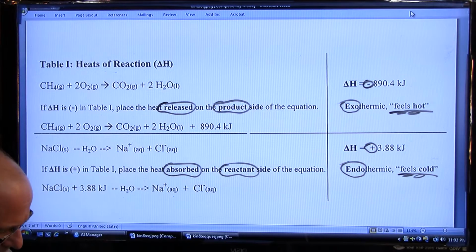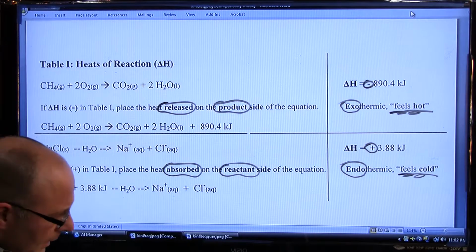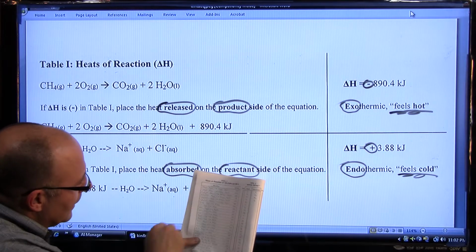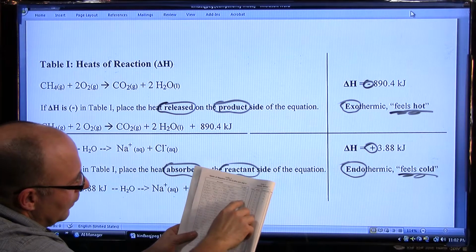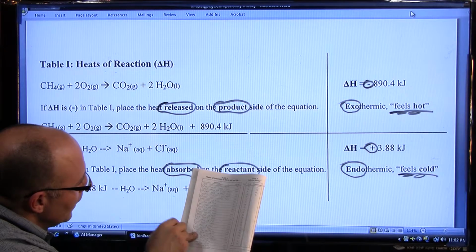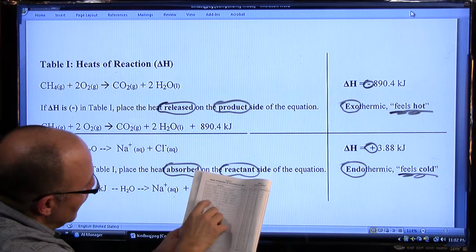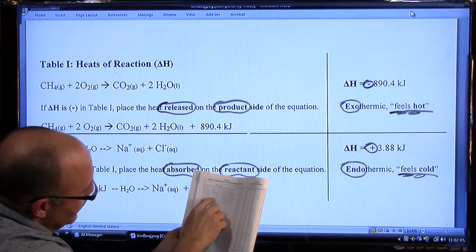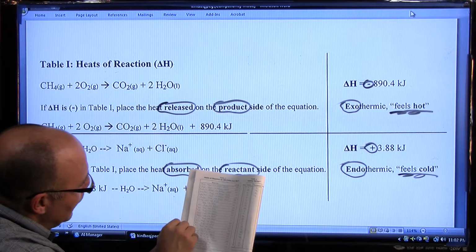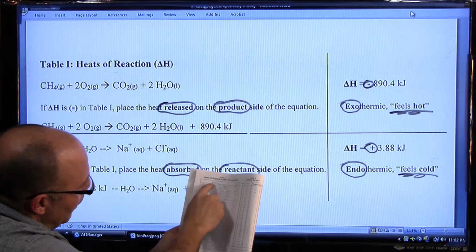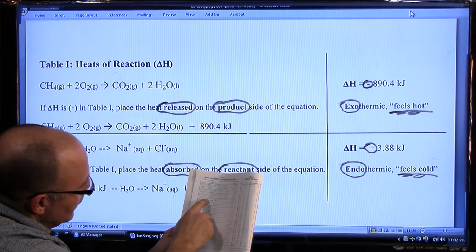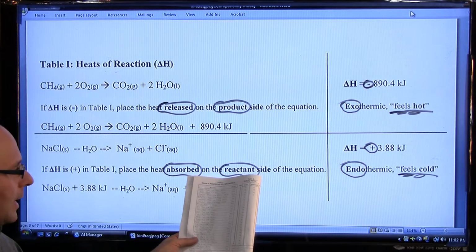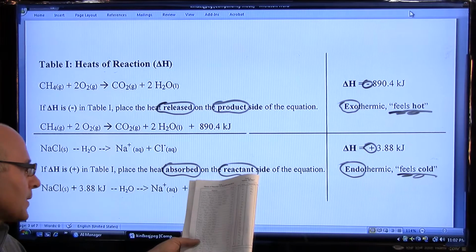And a good part of this table is, if you'll notice, in Table I, the first 6 reactions all have something in common. Besides the fact that they're all exothermic, you'll see that they all contain some kind of carbon-hydrogen or carbon-hydrogen-oxygen compound combining with oxygen and then producing CO2 and water. And so these are all what we call combustion reactions, which is a fancy way of saying burning.